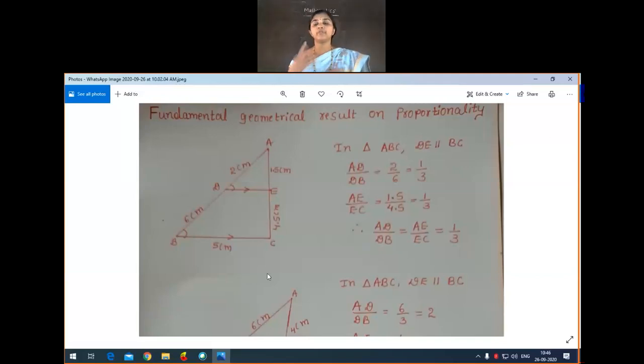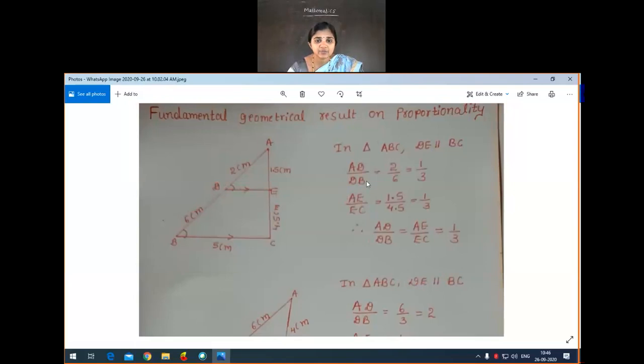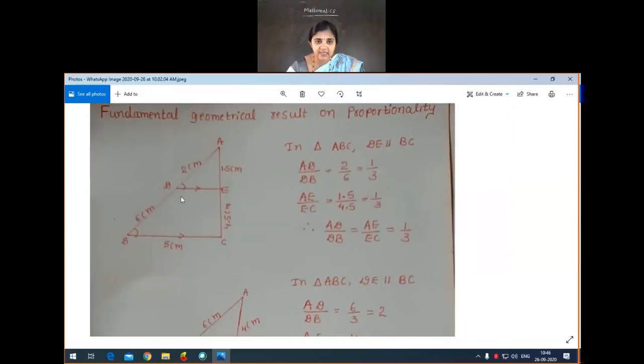Some unknown factors are there, so we have to know that one. Fundamental geometrical result on proportionality. Today's concept is this one only. We are going to learn some new concept related to proportionality. Look at this one. I took three figures to understand this concept. In the first figure, ABC is a triangle. You are observing in triangle ABC that DE is parallel to BC.